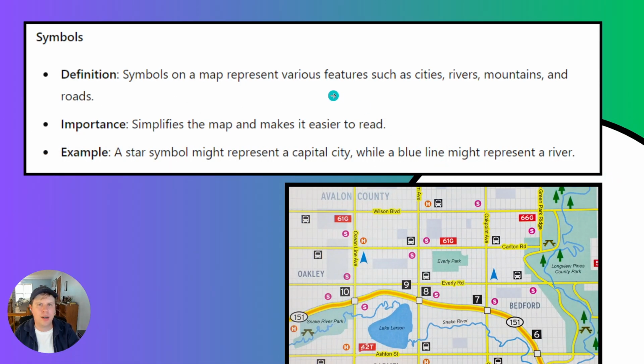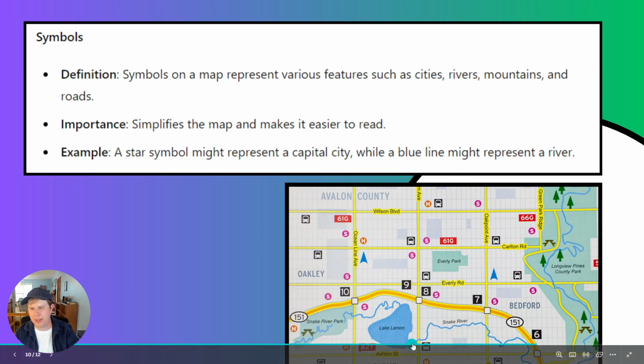Symbols are on a map to represent various features such as cities, rivers, mountains, and roads. Again, these are going to be different depending on whatever map you're looking at, but they do simplify the map and make it easier to read or give it more function if nothing else. For example, a star symbol might represent a capital city, while a blue line might represent a river.